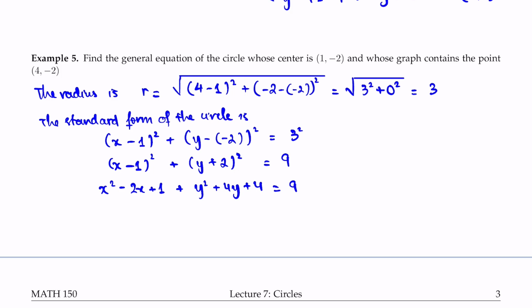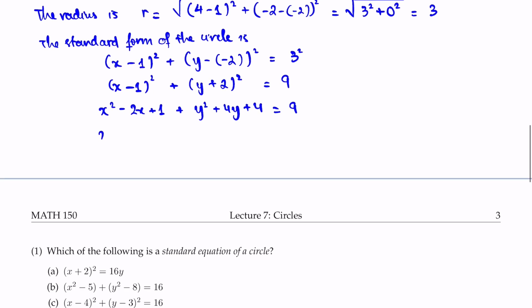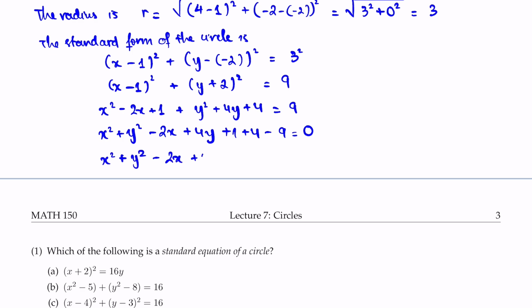Alright, so the next step is to combine like terms. Eventually, we want to write the equation in this form: x squared plus y squared plus ax plus by plus c equals 0. So I'm going to do x squared plus y squared minus 2x plus 4y plus 1 plus 4 minus 9 equals 0. I move everything to the left-hand side and I get x squared plus y squared minus 2x plus 4y minus 4 equals 0. So I just obtained the general form of the circle.